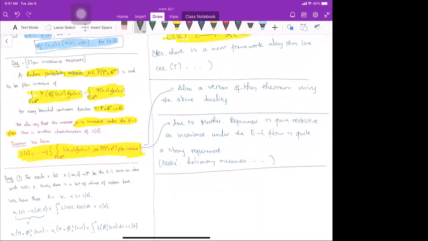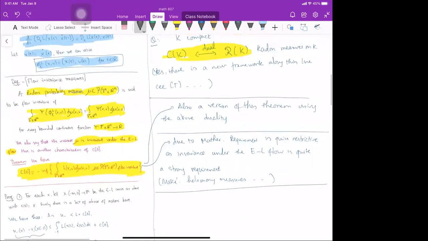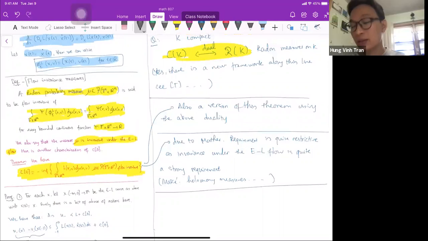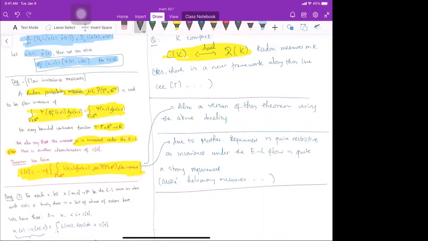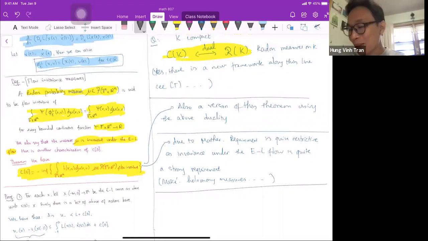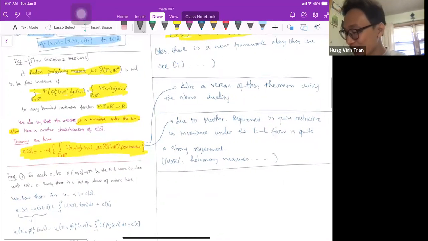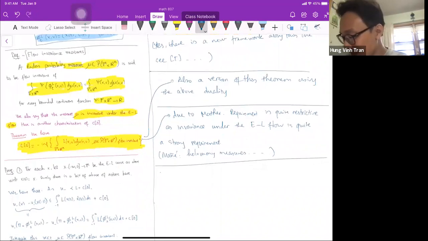Can I ask another question as well? Maybe this is leading into the next part, but here we define these flow invariant measures for bounded functions, and now we apply it to L. So are we assuming that L is bounded? Yes, so that's also good. So there are already hidden points here, points that are unclear. L is our Lagrangian, it's not bounded. Our Lagrangian L surely is not bounded in v, right?